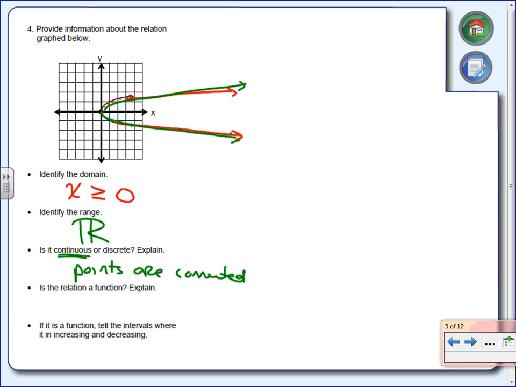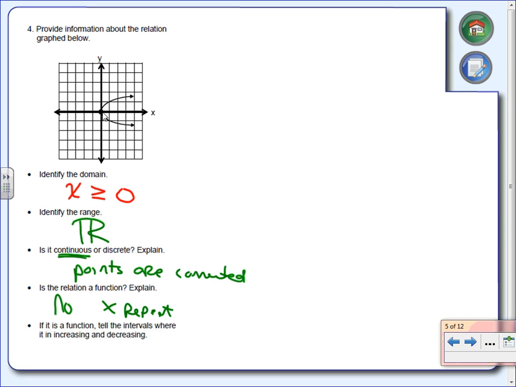Next one says, is it a function? No. Is it a function? No. This is not a function. Why is this not a function? X is 3 repeats. Now, just a little reminder, guys.